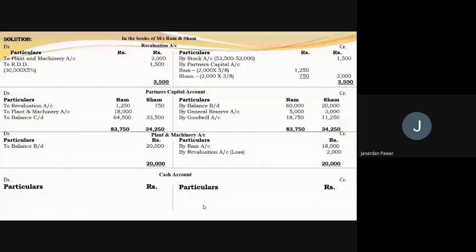And there is one more adjustment that is related to cash, that is the outstanding rent. Okay, so because of this we have to open the cash account, and on cash account you can see the balance brought down rupees 14,000, that is given in the balance sheet of Ram and Sham. Then we have to make the adjustment related to outstanding rent, because outstanding rent is paid by the old firm, that is rupees 2,000, and the difference between debit and credit will be transferred to the new firm. Okay, so by balance carried down rupees 12,000.